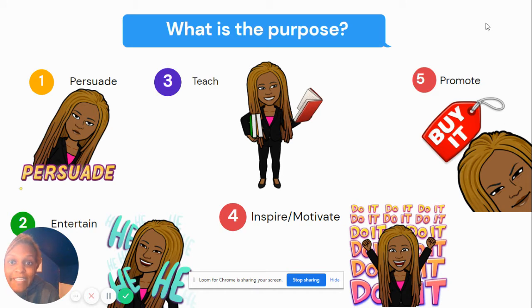So there can be different purposes. Maybe it is to persuade people to do something or to think a certain kind of way. Maybe it's to entertain people. Maybe you're creating a design that teaches something. Maybe you're creating a design that inspires or motivates someone to do something. Or maybe it's used to promote. So maybe you're promoting an event or a product that you're selling or a service that you're selling.